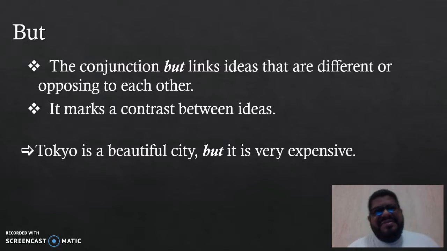Expensive, I wouldn't like to say that it's positive nor negative, but it is actually an opposing idea to beautiful, because on one hand, Tokyo is a beautiful city, but it is expensive. It's very expensive because maybe you don't have that much money. And if you go to Tokyo, well, it's kind of the same thing. So, in order to join ideas that are different or opposing to each other, we should include the conjunction but. This conjunction is similar in Spanish like pero.